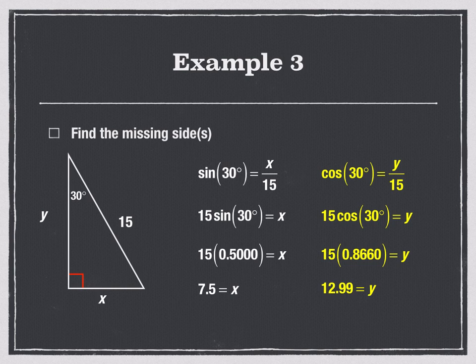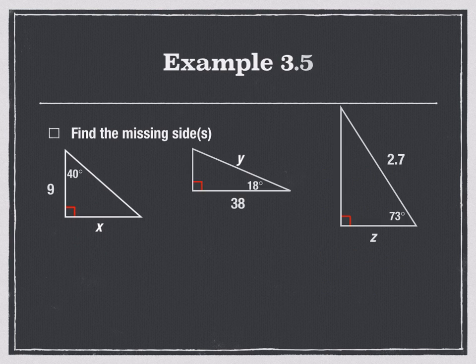So let's just kind of expand on this a little bit. As I look at the first triangle, the one with the 40-degree angle, I have the 40-degree angle, I have 9, which is the adjacent side, and I'm looking for x, which is the opposite side. Opposite, adjacent, that means tangent. So tangent of 40 is x over 9 because it's opposite over adjacent, SOHCAHTOA.